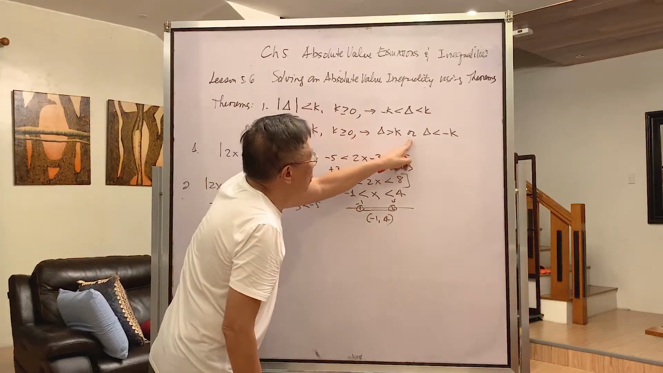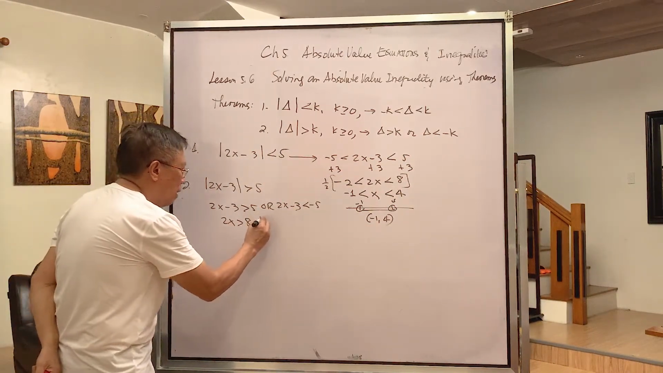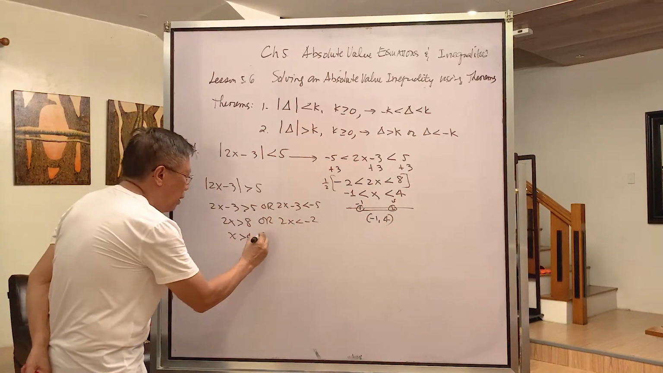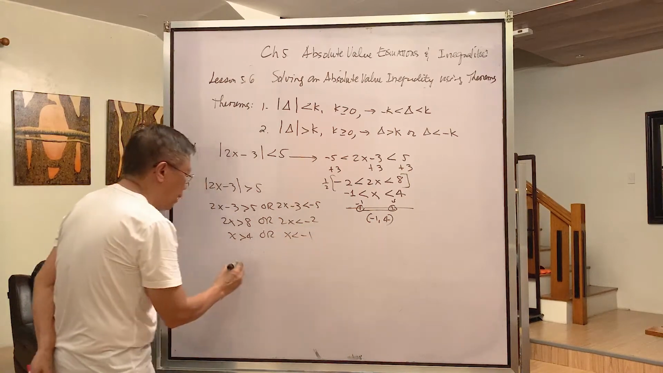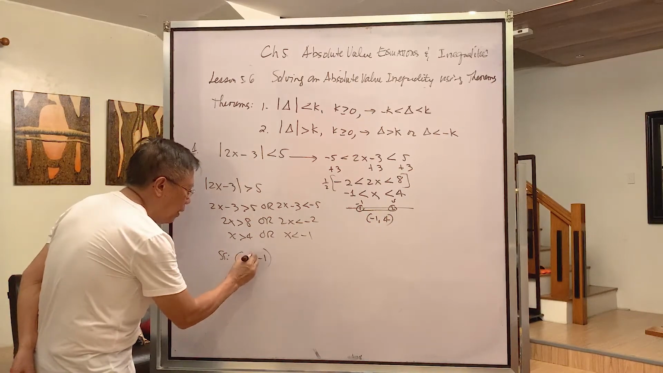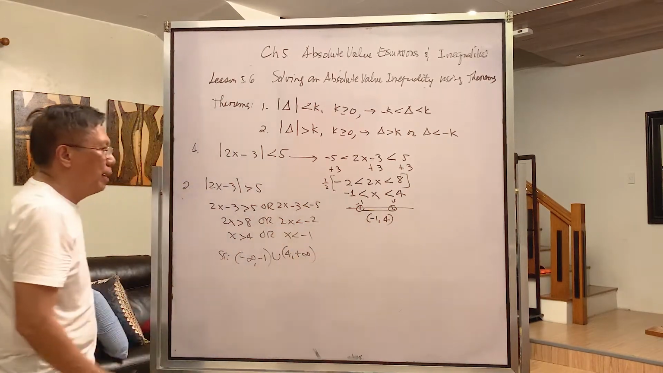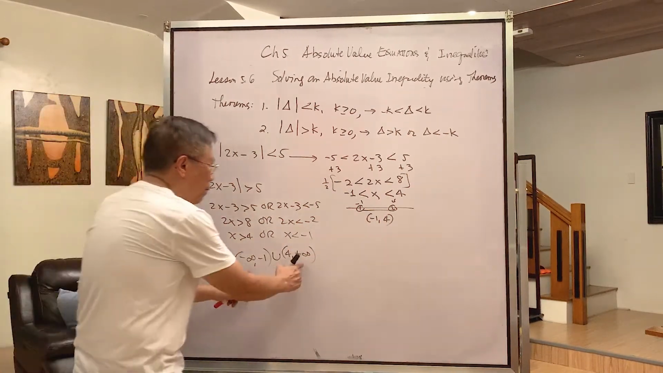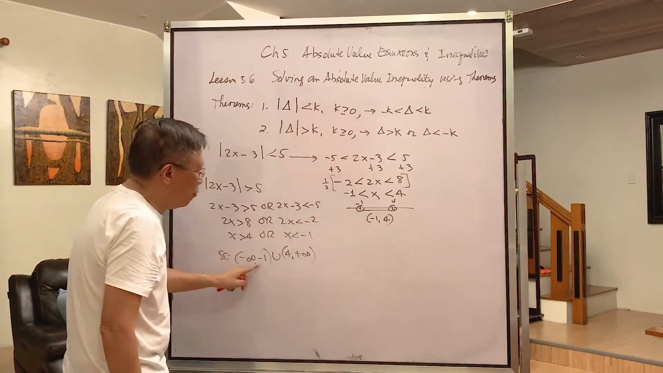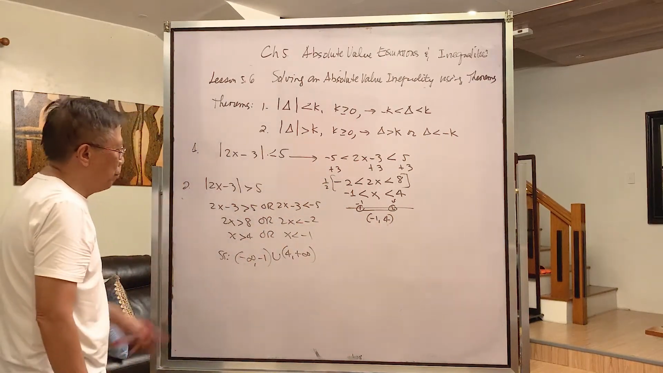This is greater than k or less than negative k. And then this is 2x greater than 8, or 2x less than negative 2. X greater than 4, or x less than negative 1. Hence, my solution here is from negative infinity to negative 1 union from 4 to positive infinity. That's again the complement of this solution here. Less than and greater than are complements except the endpoints, negative 1 and 4, which don't belong to either of these two inequalities.